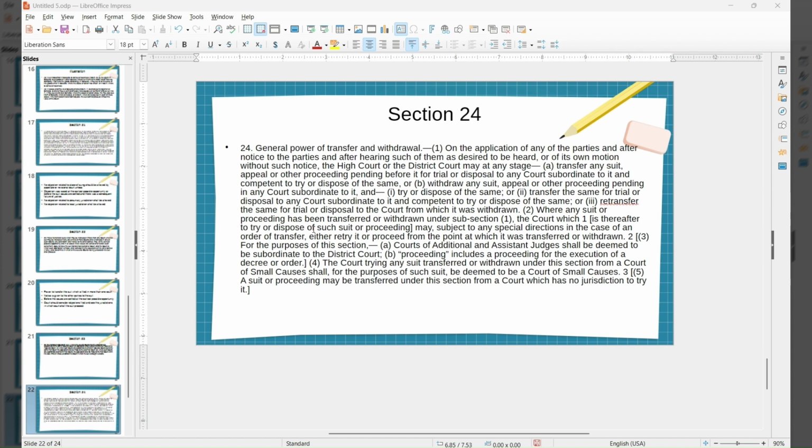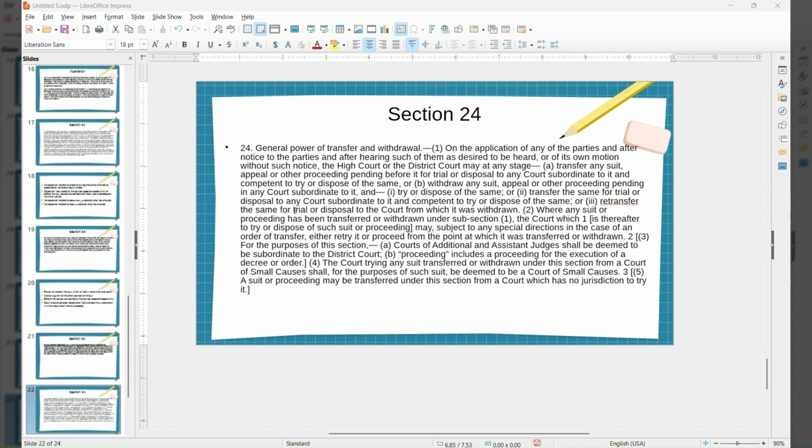So the high court has a power to transfer the case from court A to court B or C, okay. Or any district court which comes under that can do it. And they can also withdraw cases. They may withdraw any suit, appeal or proceeding from a subordinate court and then try it themselves.